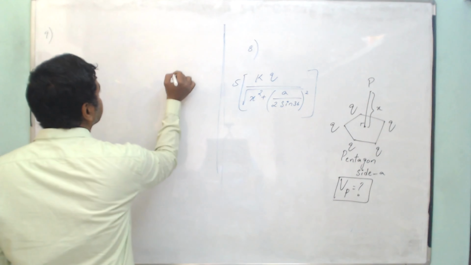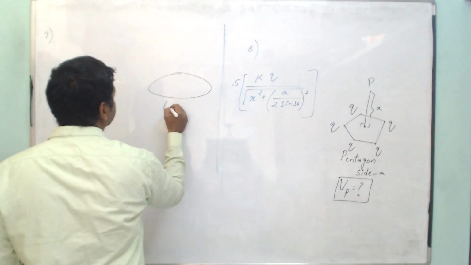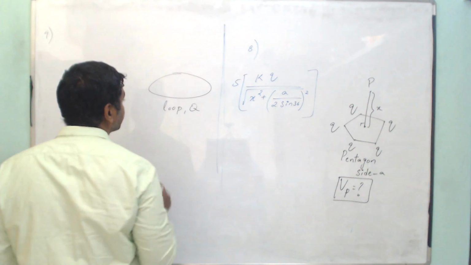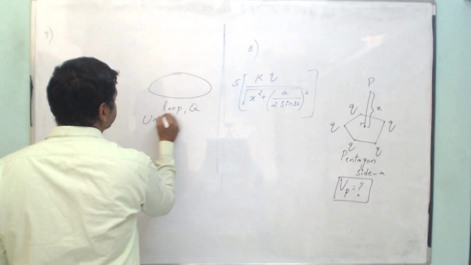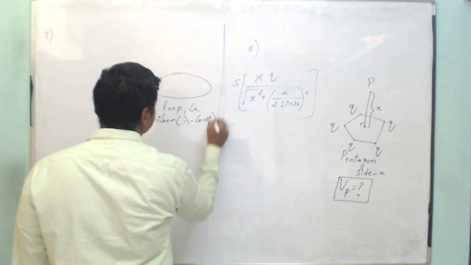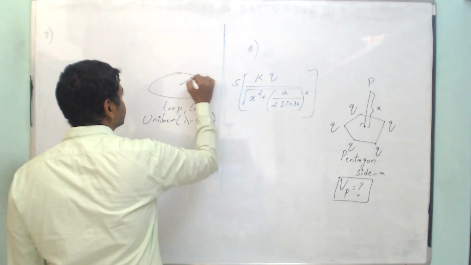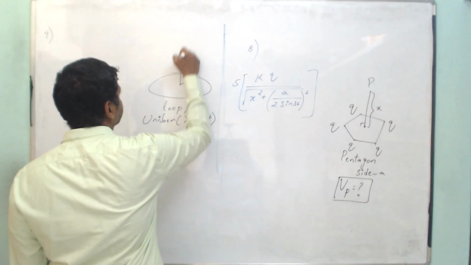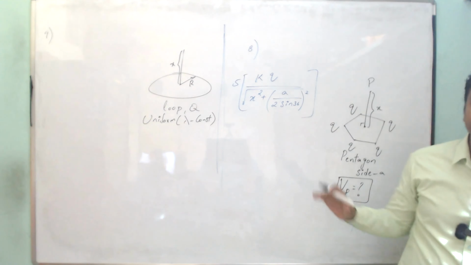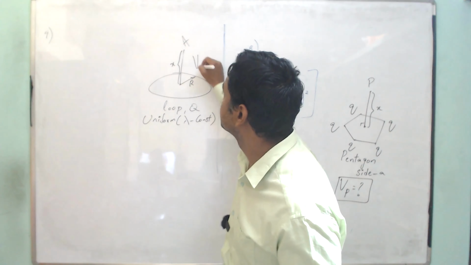9th question. Find the electric potential due to a loop. The total charge on the loop is Q, with uniform distribution, which means lambda is constant. The radius of the loop is R. At a distance x above the center of the loop, perpendicular to its plane, let's say there is a point A. Find the potential at point A.